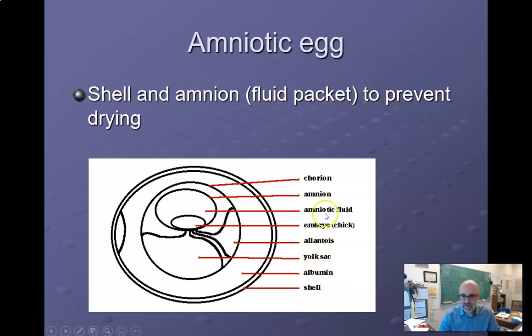Okay, so these internal membranes in an amniotic egg basically allow this developing chick to be alive and be provided with everything it needs to grow outside of the mother's body.